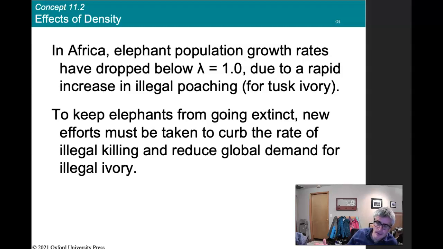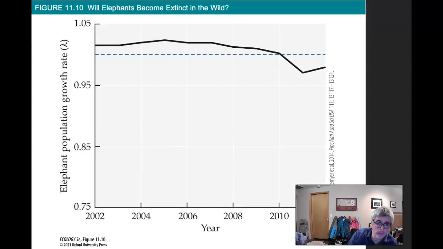It's not that there are so many of them that they're competing for food or resources. They're being indiscriminately taken for the ivory trade. So here's a lambda of 1, and recently they've fallen below that lambda of 1. So that's cause for concern.